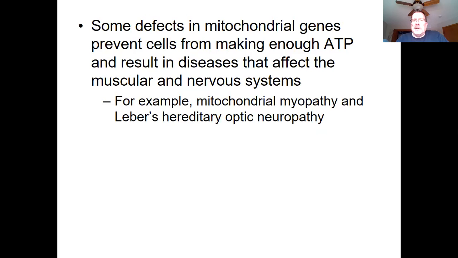Okay. And then, of course, because of our mitochondria, as we talked about with pedigrees, some defects in mitochondrial genes prevent the cells from making enough ATP and result in diseases that affect the muscular and nervous system. Mitochondrial myopathy, optic neuropathy, things that affect the ATP. Okay? So there we go with things other than linked genes or X-linked genes and any of the disorders they may have. That's just in the chromosomal inheritance, things that break down and change.